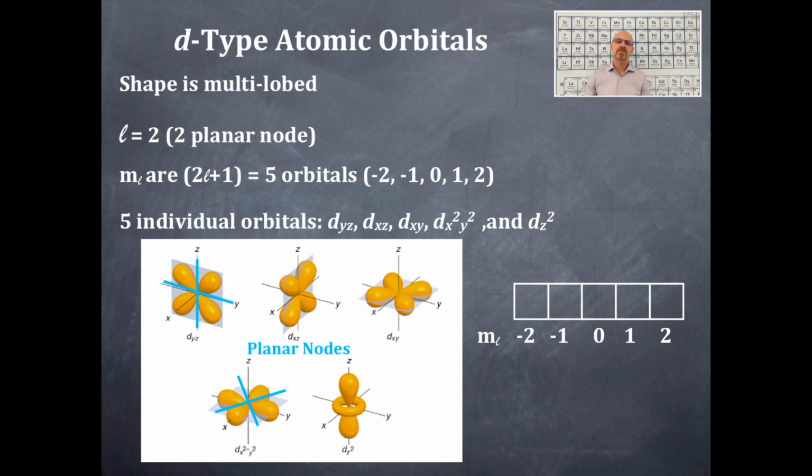Now, since the m sub L values, there are 5 orbitals. Here are the m sub L values corresponding to their orbital boxes. So this is going to be coming up with an orbital box diagram. I have 5 boxes. The middle box is a 0. To the right of that, 1 and 2. To the left of the 0, -1, -2. Those are the m sub L values of those orbital box labelings.